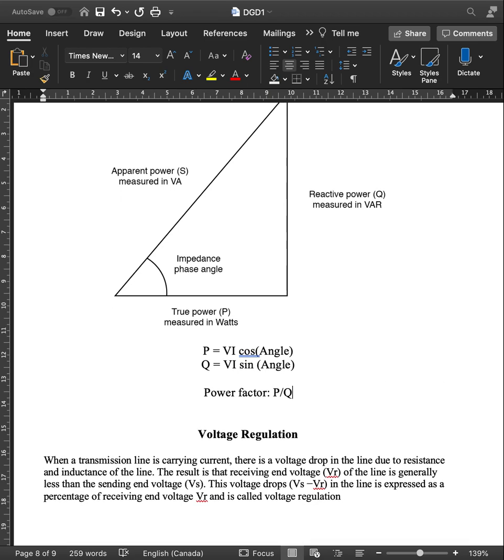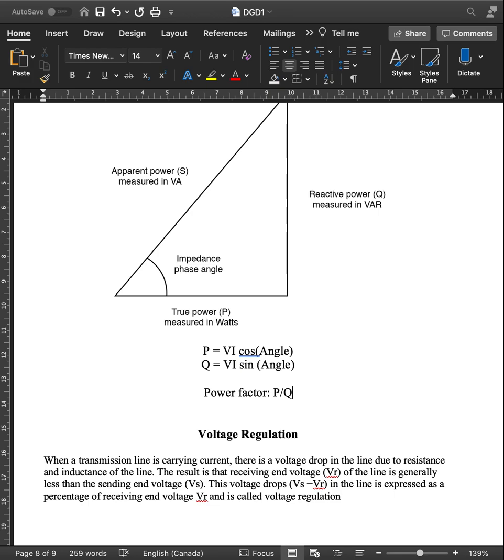Okay, voltage regulation generally happens in a transmission line, so I'm just going to review it for you. It's just a little basic on that. Generally there's a voltage drop in a line due to resistance and inductance. It's because the transmission line is not resistance free. There is heat loss, and as we know, the loss is directly proportional to the distance.